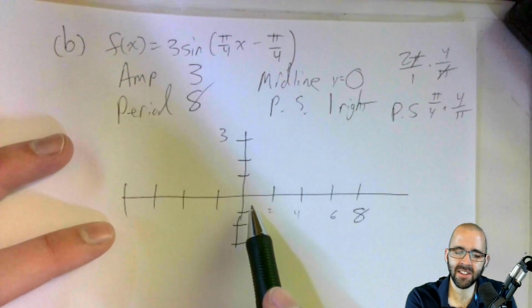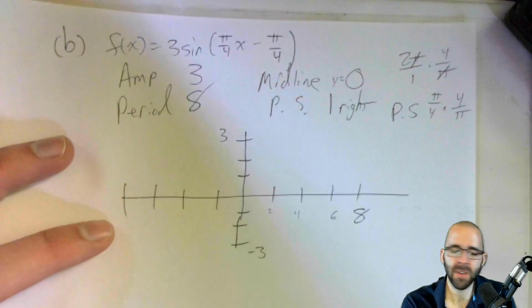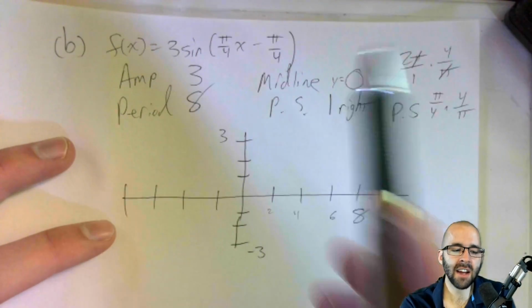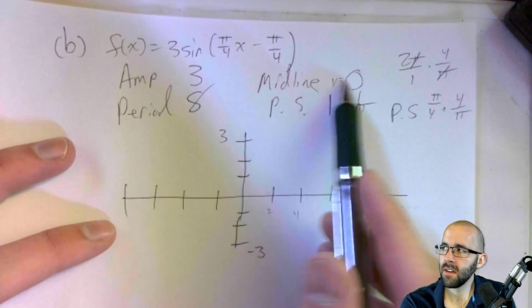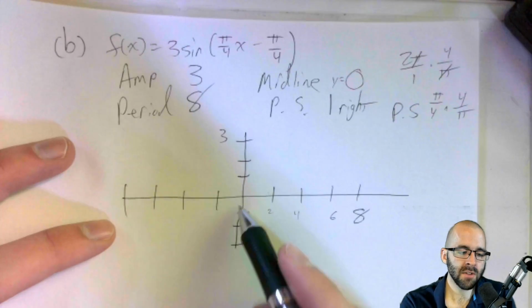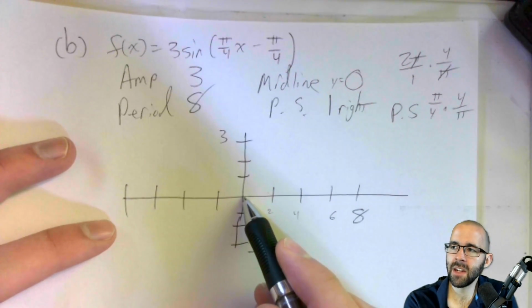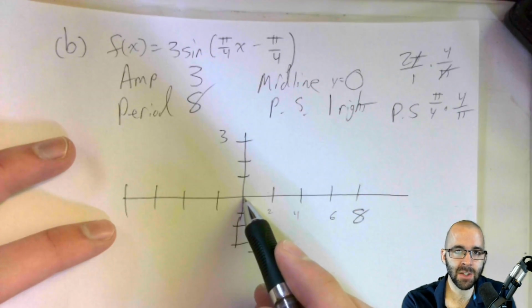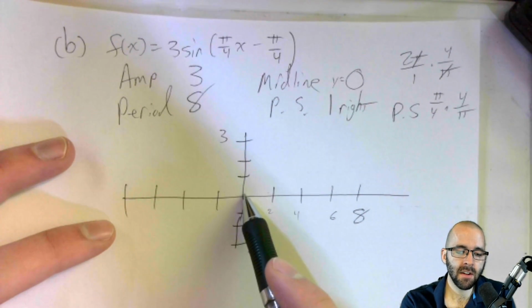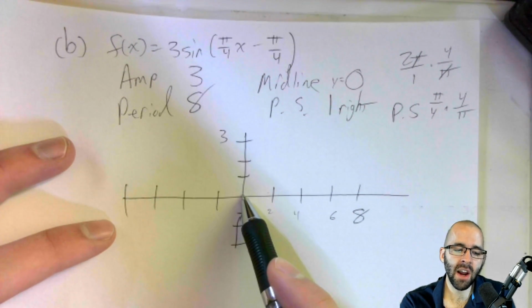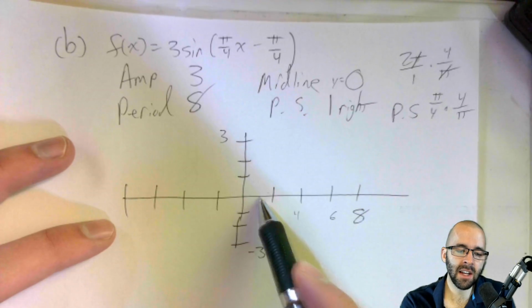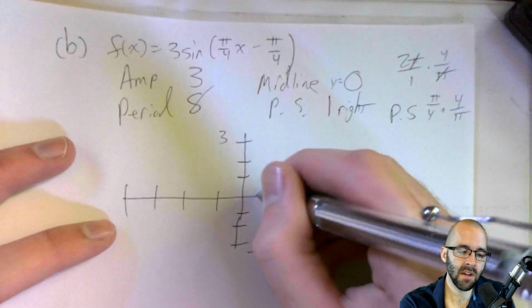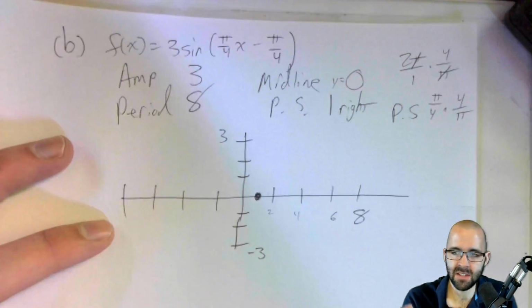And then the phase shift is going to make things a little more complicated. So we're starting with sine. Sine starts from the midline, and the midline's at 0. So sine would normally start here, just like we did in A. But we have a phase shift, so we're not starting here. Phase shift and midline are going to change where we start. The phase shift is 1 to the right, so we get bumped over 1. And again, this is 2 over here, so 1 is actually between 0 and 2.